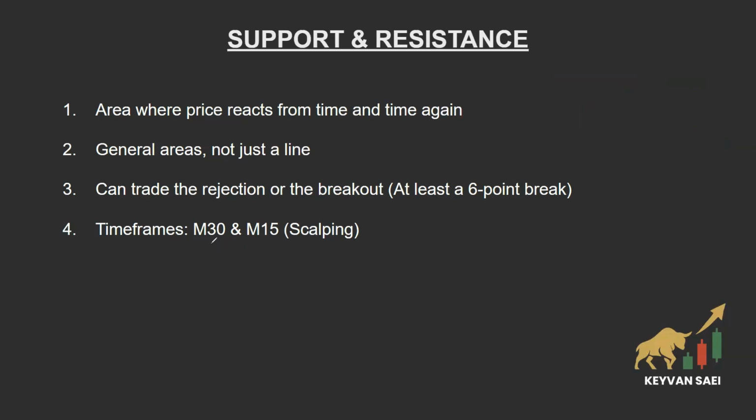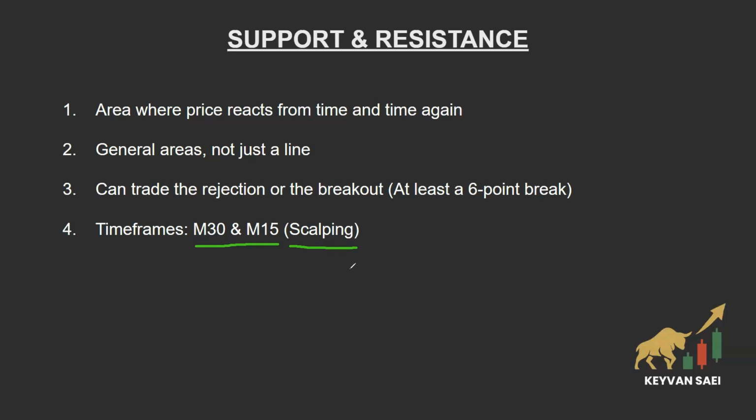So usually the time frames that I look for support and resistance levels are the M30 and the M15. Why? Because I'm a scalper. I only scalp the S&P 500 every single day. My trades are very short term. I look for quick moves, 10, 15 points, nothing more. Because my stop losses obviously are quite small. They're usually 2 or 3 points. So this is what I mainly look for.